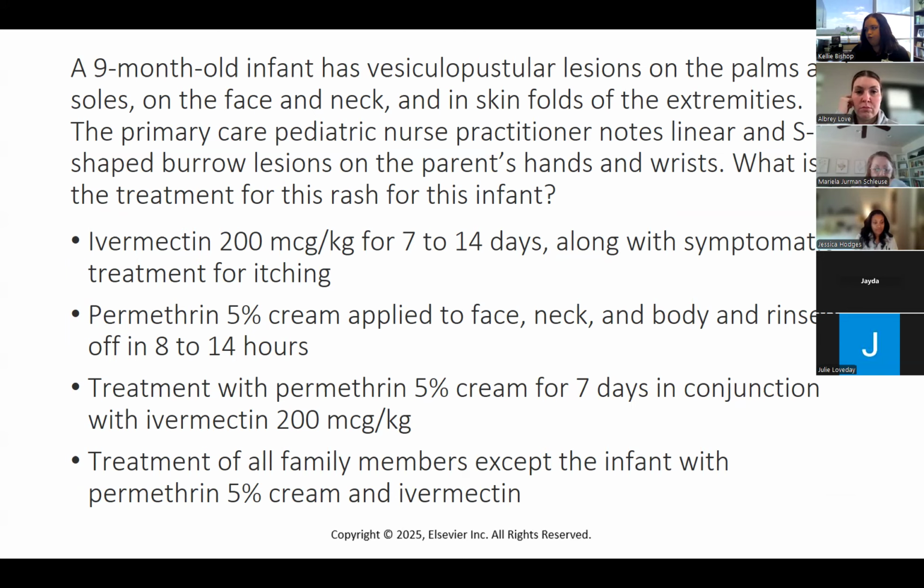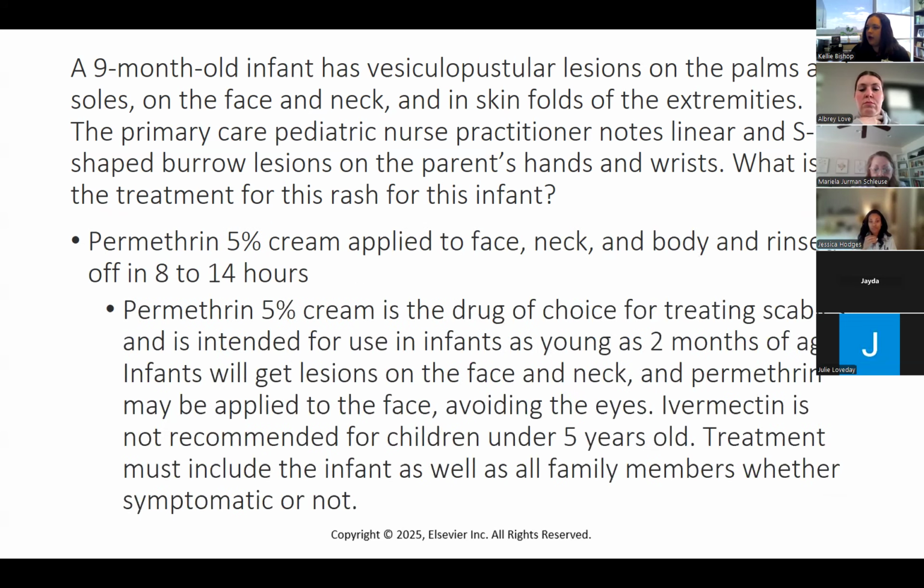Treat everybody. You treat with permethrin. You do treat everybody, but you would treat the infant as well, and you wouldn't use ivermectin. So it's the 5% cream to the face, neck, body, rinse off in 8 to 14 hours. I would not give ivermectin.